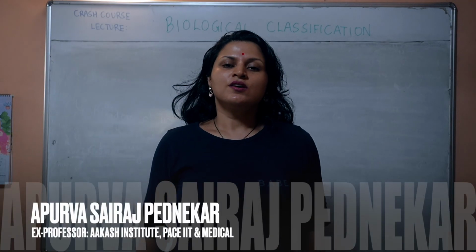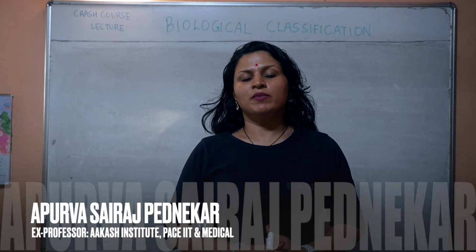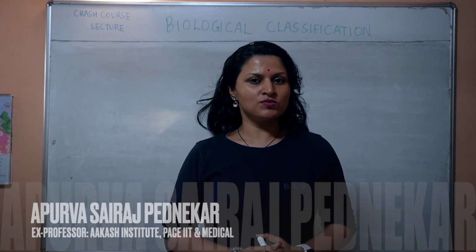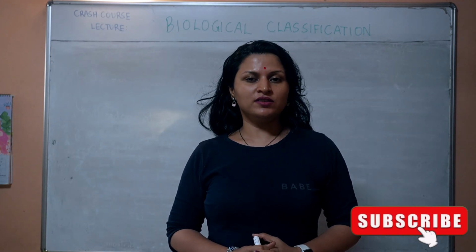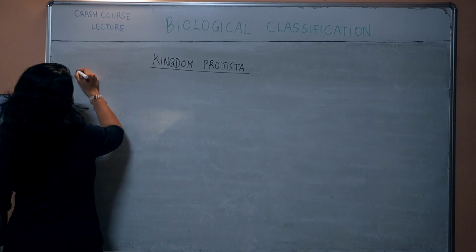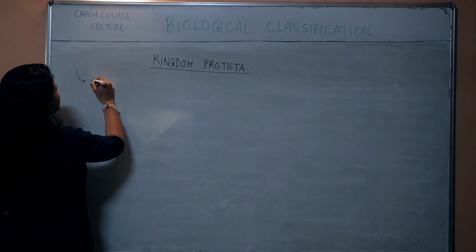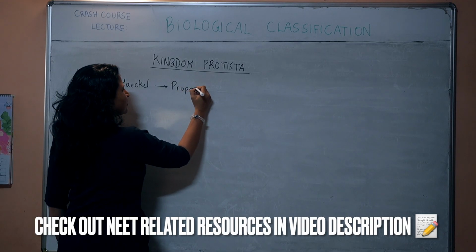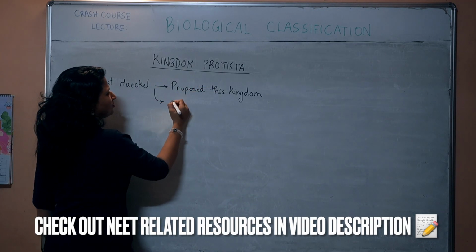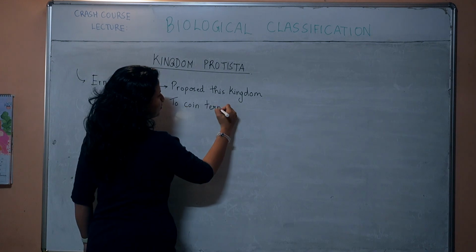Hello students. So last time we had started with the chapter Biological Classification, and in that we had completed the kingdom systems of classification and kingdom Monera. Today we are going to start with kingdom Protista, right? If you remember, it was Ernst Haeckel who proposed this kingdom. He was also the one to coin the term Protista.